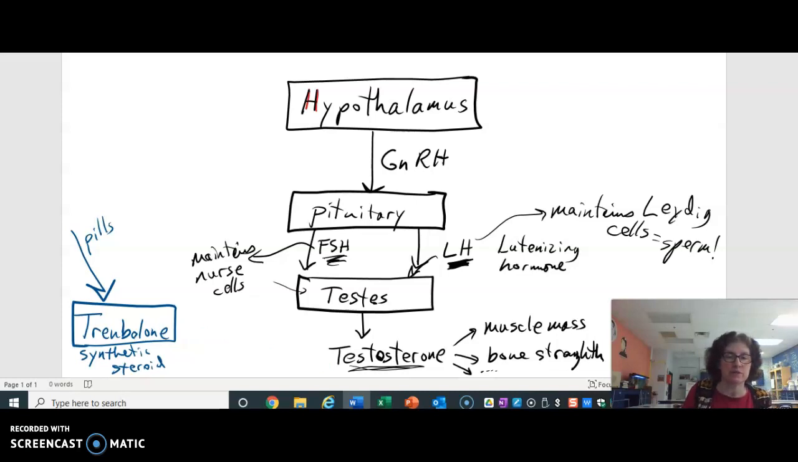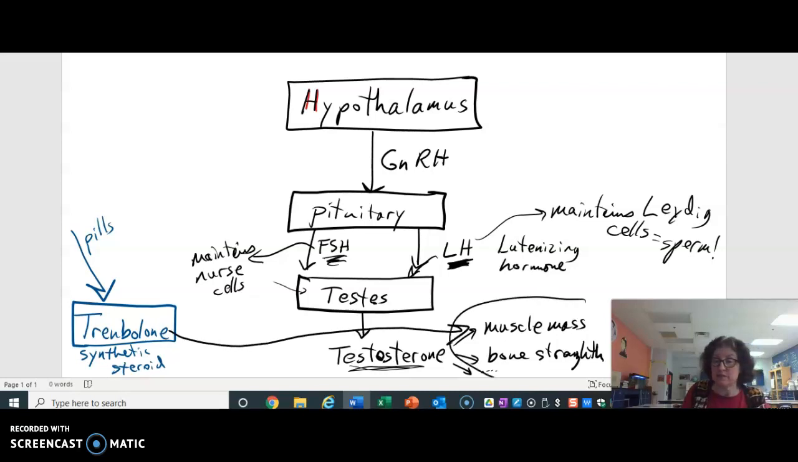It goes into the bloodstream and bypasses, right? It's going to have an immediate effect. It's going to have an effect on this. It's going to give an athlete or bodybuilder the muscle mass that they want. In fact, 3 times more effective for developing muscle mass and bone strength and everything you would want as an athlete. You're going to get it with trenbolone. So it goes straight to that, right? But it totally bypasses the normal pathway here.